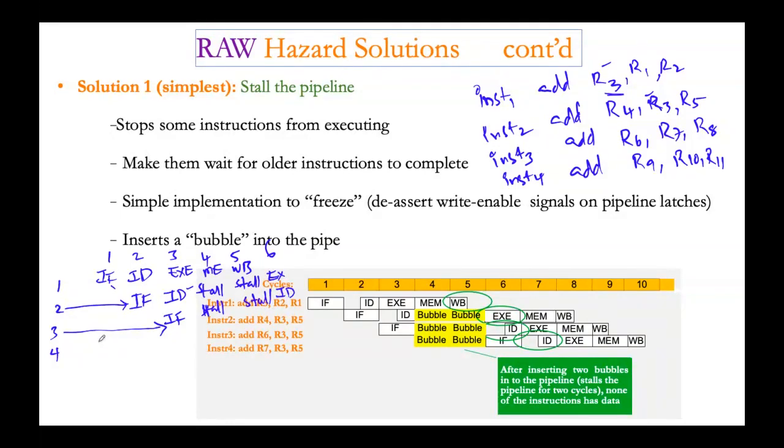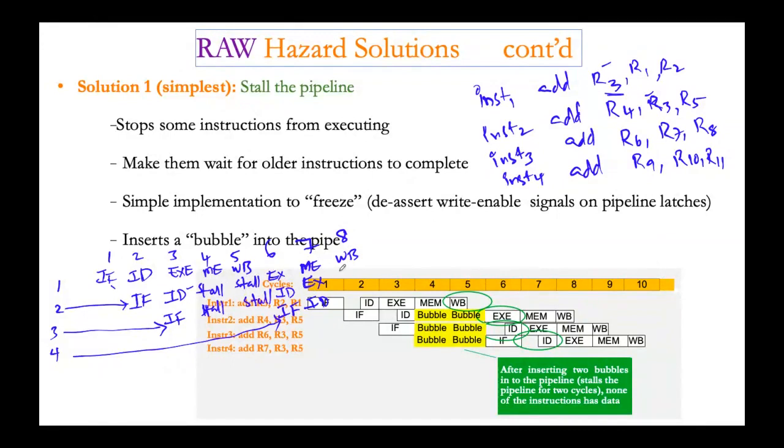Right? So then your fourth instruction is allowed at cycle 6 into instruction fetching. In the seventh cycle, your second instruction gets into memory. In the third cycle, the third instruction gets into the execution mode, and your fourth instruction gets into instruction decoding. Then in the eighth cycle, your instruction 2 goes into the write back stage.